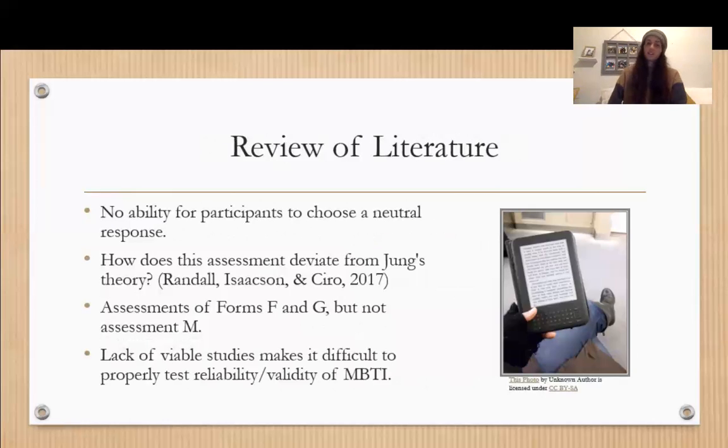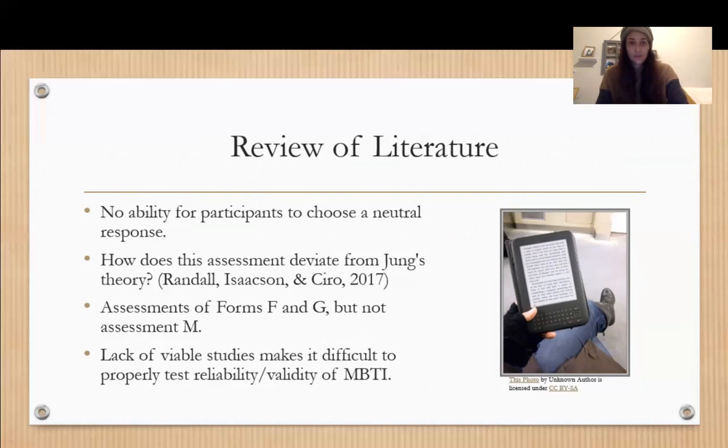Now, for a review of the literature, a study was reviewed by Randall, Isaacson and Sear that was essentially a meta-analysis of the Myers-Briggs. Some of their key points revolved around a lack of ability for participants to choose a neutral response. Within the Myers-Briggs you have to choose one end of the spectrum or the other, and if you do choose a neutral response, it doesn't apply towards the score. So they addressed that as a critique of the assessment.